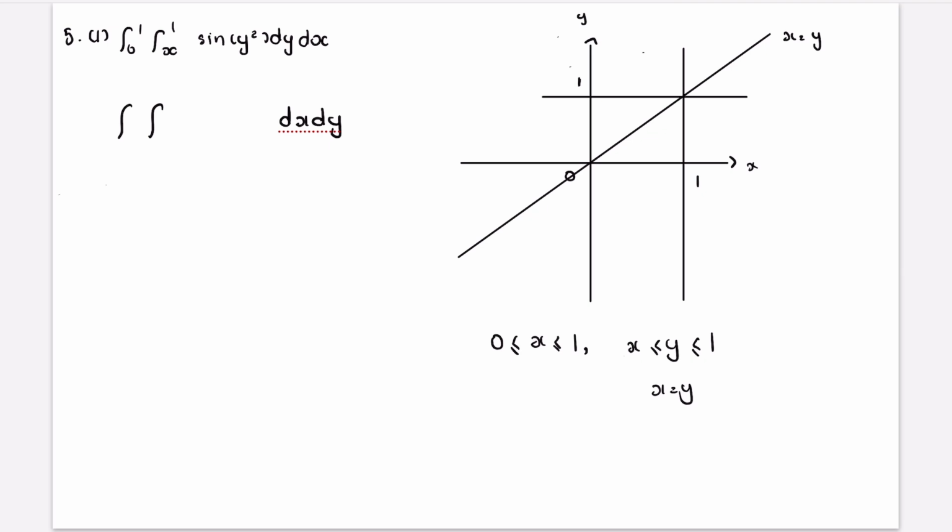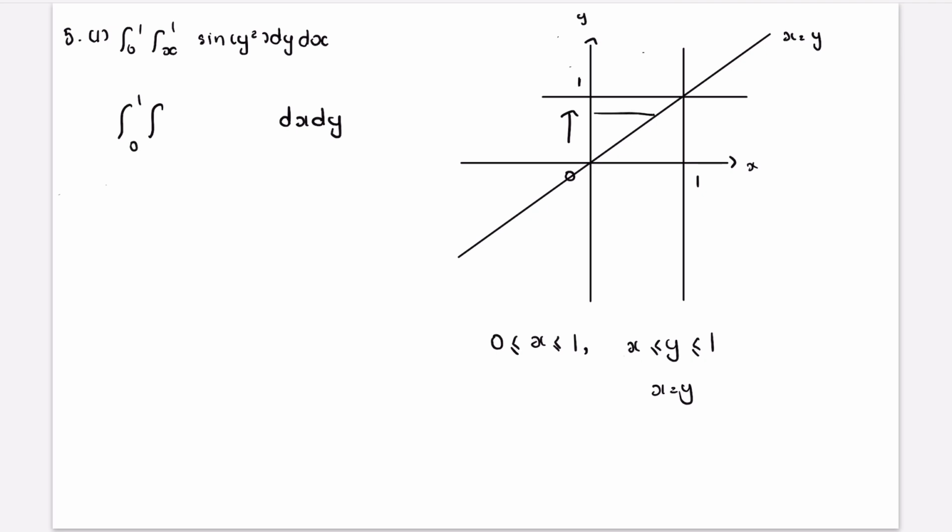So we need to find the range and then change the order. So x is between 0 and 1, and y is between x and 1. So y is greater than x and then less than 1. So y must be here, only this part, this triangle. We need to find that triangle side. So to change the order, we will find the y range. The y is ranging from 0 to 1, right?